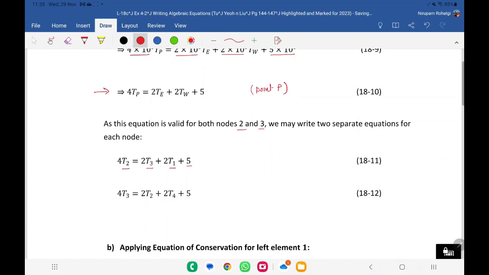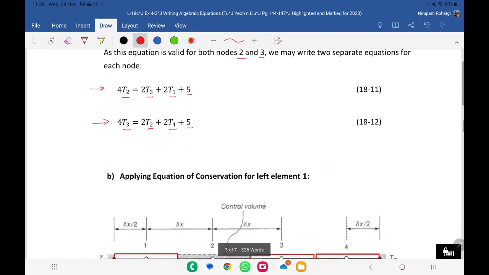If you write the same equation for point 3, then this 4 will be on the right and 2 will be on the left, and 5. So you get these two equations for points 2 and 3. Now you have to write the equation for 1 and 4.